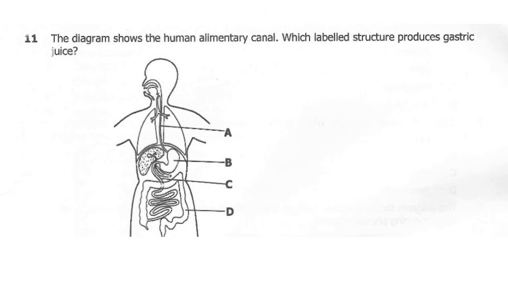The correct answer here is B. Gastric juice is produced by the stomach. So the stomach is the one which produces gastric juice. Excellent work, chat. That is the correct answer.